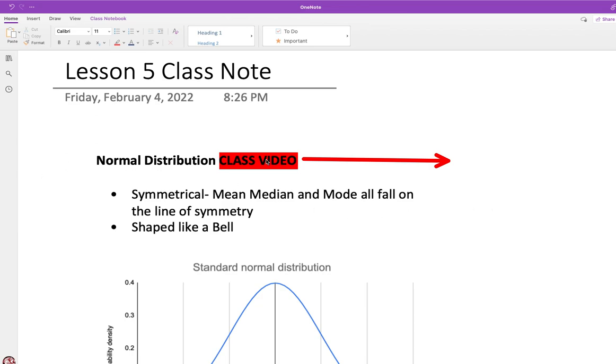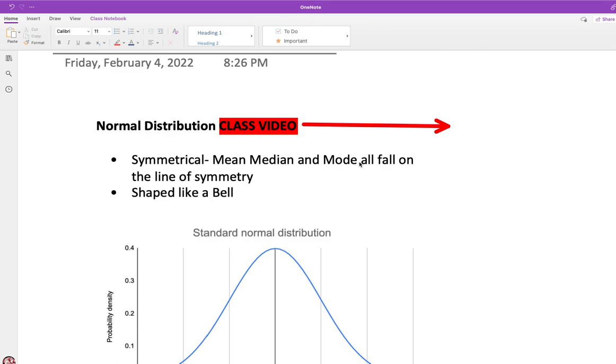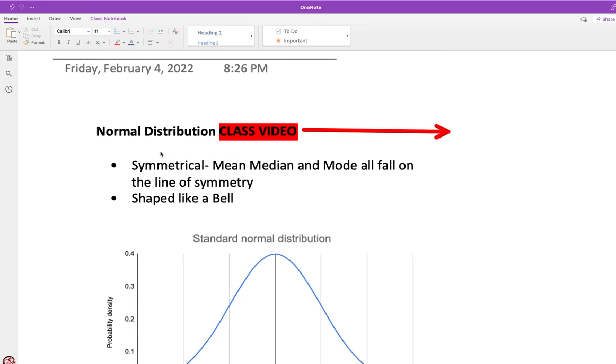Class today we're going to go over our new topic, and it's actually a topic that fits well for one of these lessons. Okay, it's all about normal distribution.